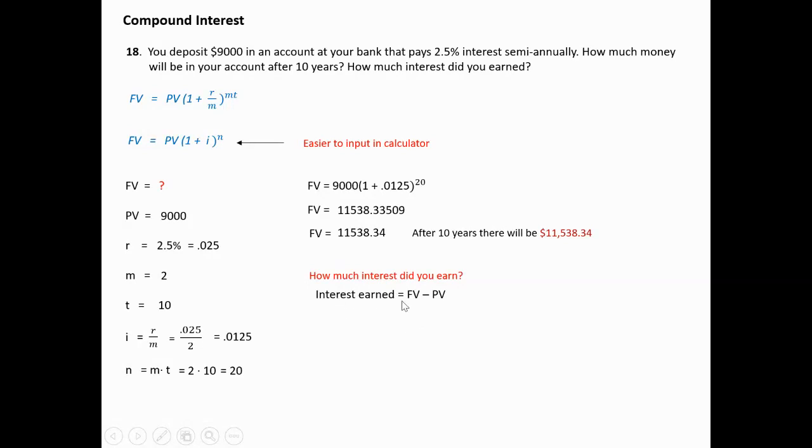So the interest earned is going to be the future value of what we just got minus the present value of what you invested. So the future value was $11,538.34, and the present value of what you invested at the beginning was 9,000. So you subtract. Now this is how much money you got in interest, which is $2,538.34. This is the answer for the second part. Okay.